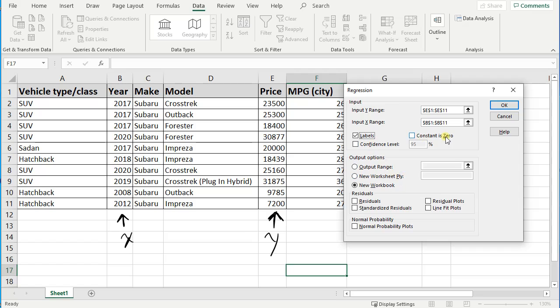Constant equals 0 basically makes the fit of the line go through the origin. We're not going to do that. We're also not going to calculate the confidence level right now.